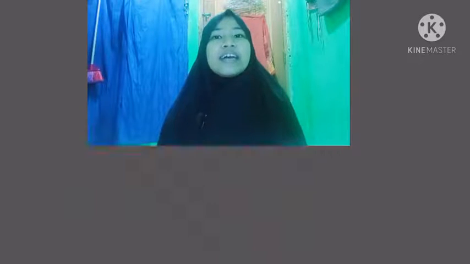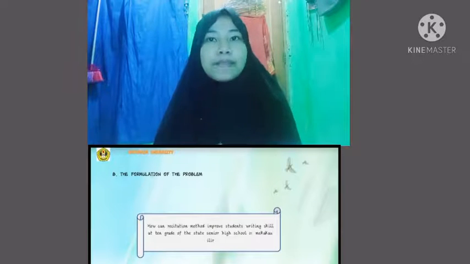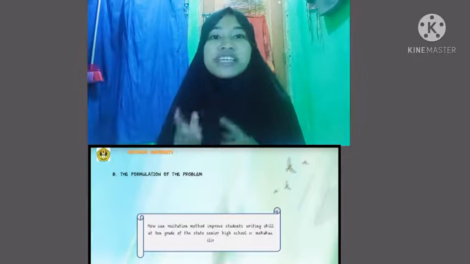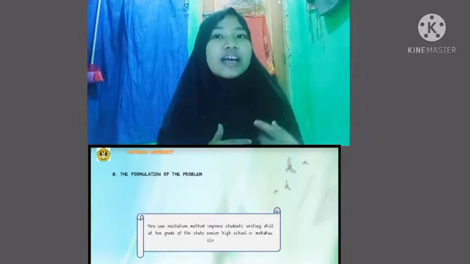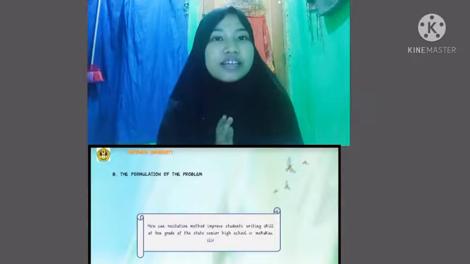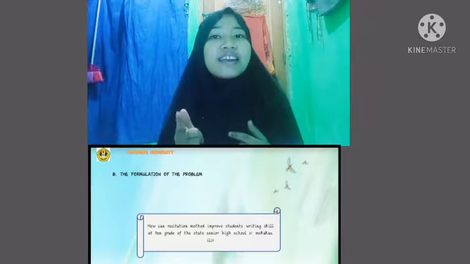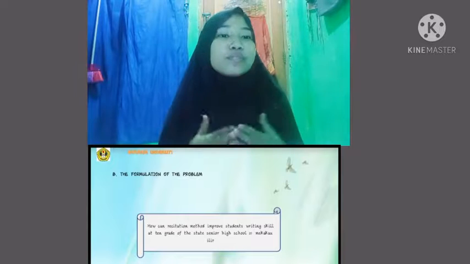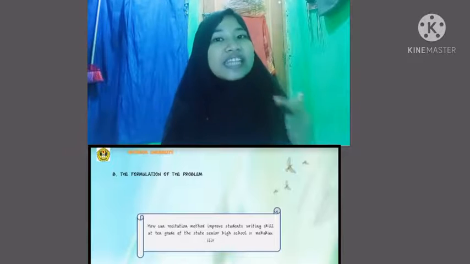Okay, next, the formulation of the problem. Based on the background, the main problem of the research is to know the student writing skill through the resection method. So the writer thinks the problem is: how can the resection method improve student writing skill at the 10th grade of the State Senior High School Number 1 Makakau Ilir?